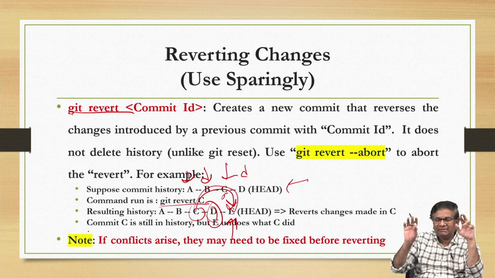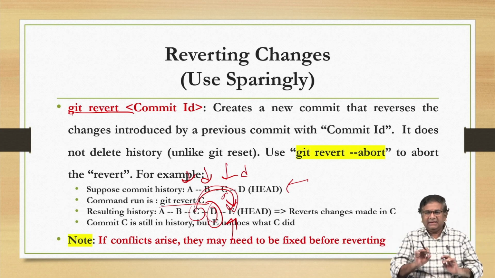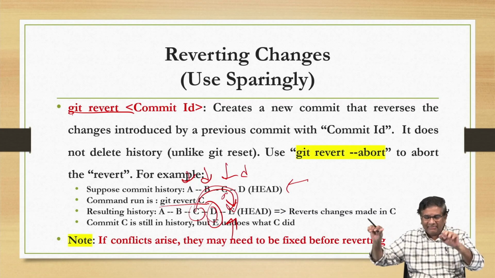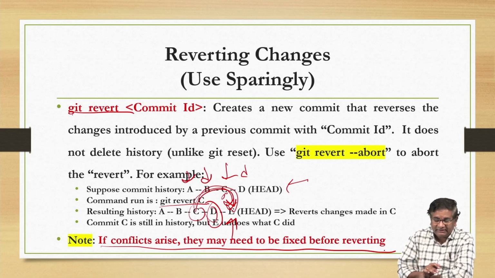History means the comment that we put when we are committing, right? Git commit, file name, -m and we put some comment. Everything is going to be there intact. Nothing is removed, but it will take that file and put it as a new commit. If there are any conflicts, you may have to fix them before reverting. So reverting, this is what we need to do.